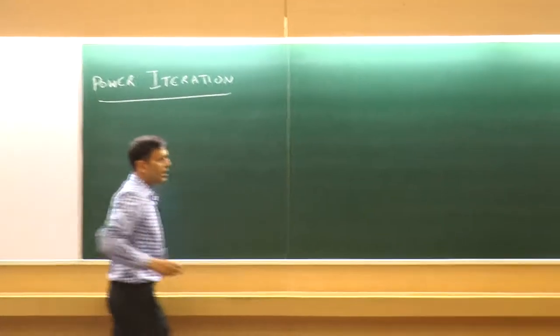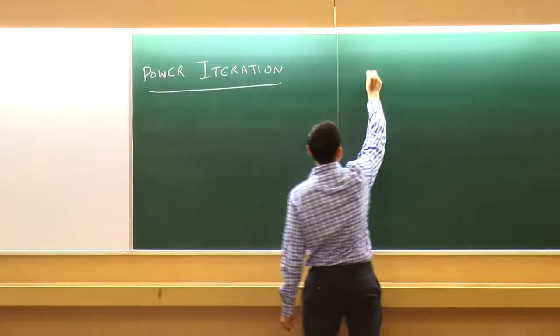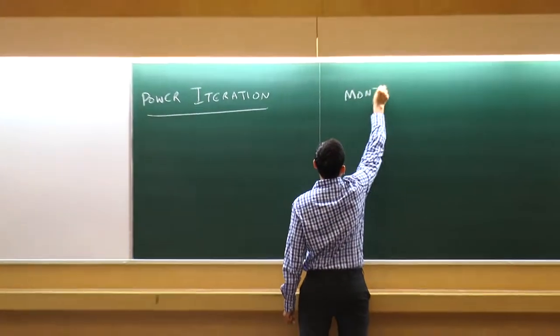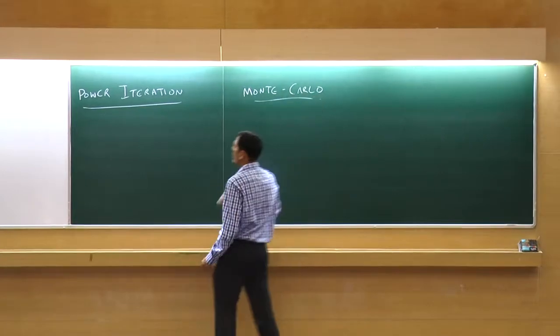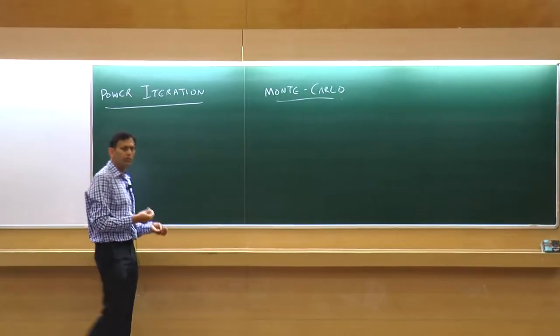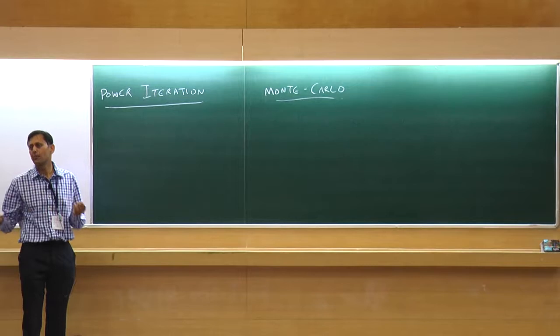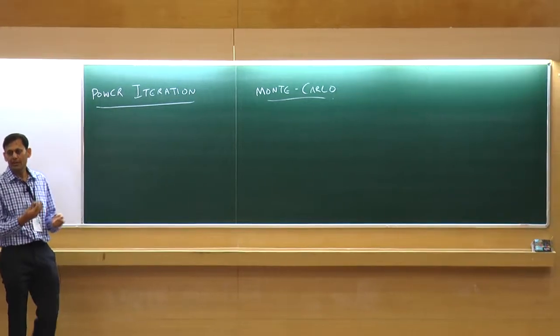The proof is very simple, but I want to run through it anyway. And then there's another way of computing page rank, which is called Monte Carlo. Again, it's very simple, but I'll run through this anyway. Power iteration is simple enough that we can do the full proof. For Monte Carlo, we need some tail bounds, which I don't want to go through. So I'm going to just tell you roughly what it is.